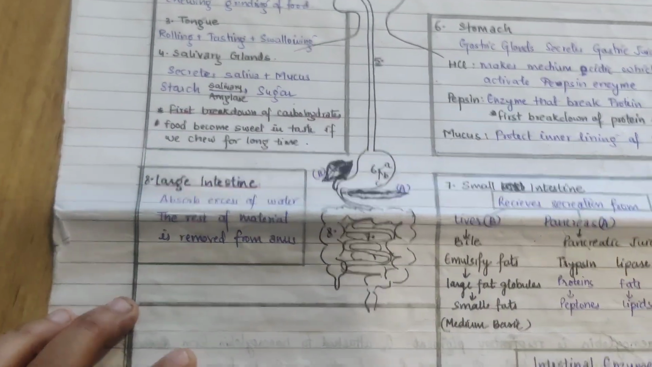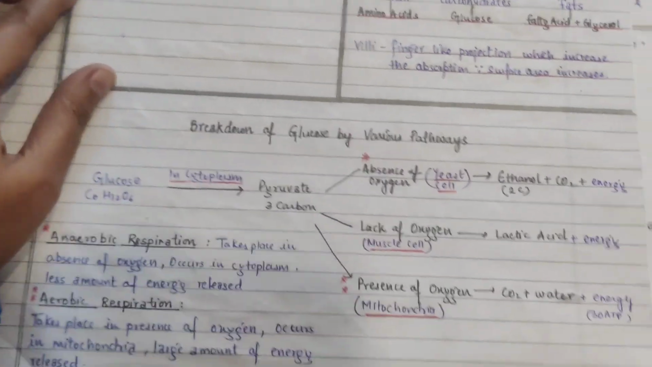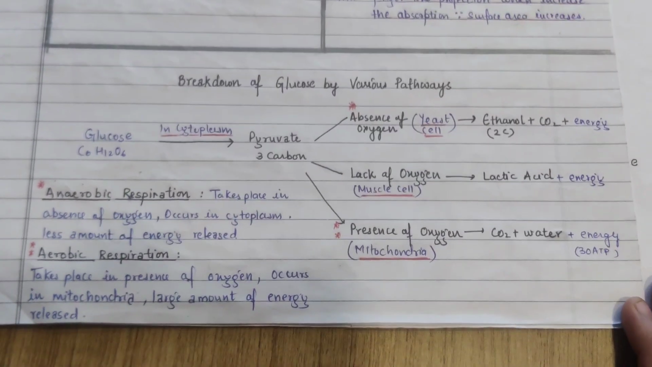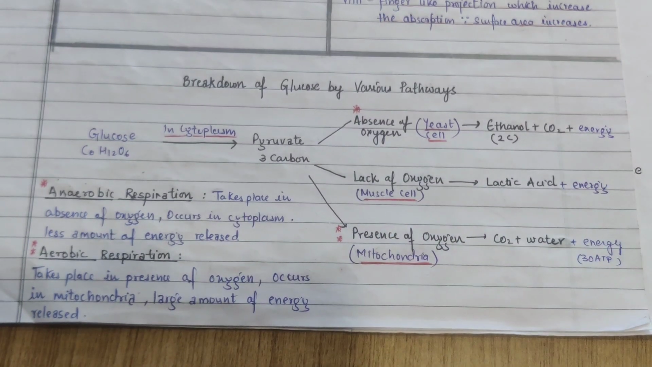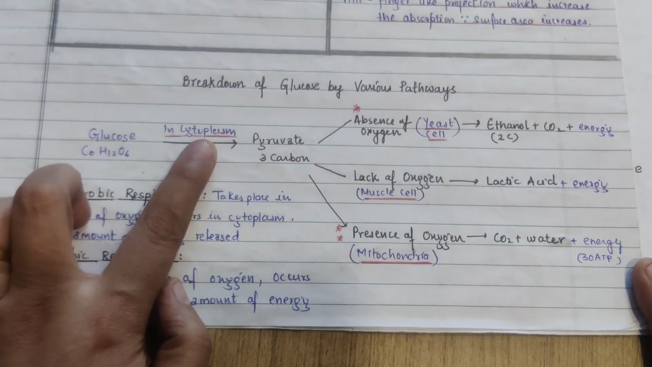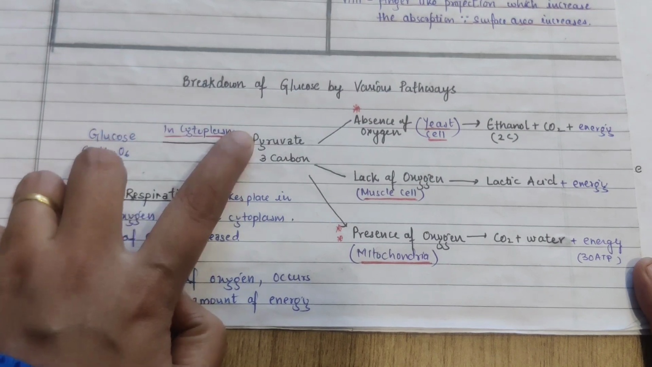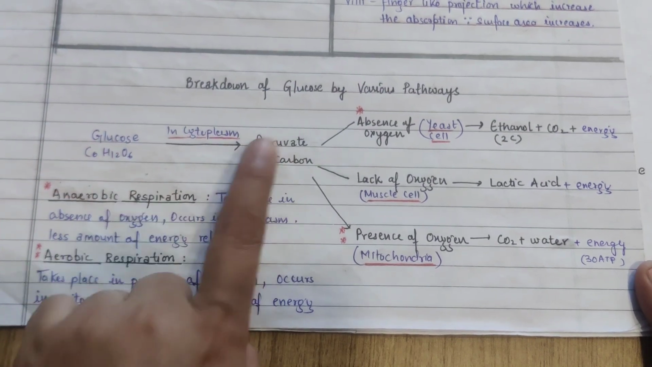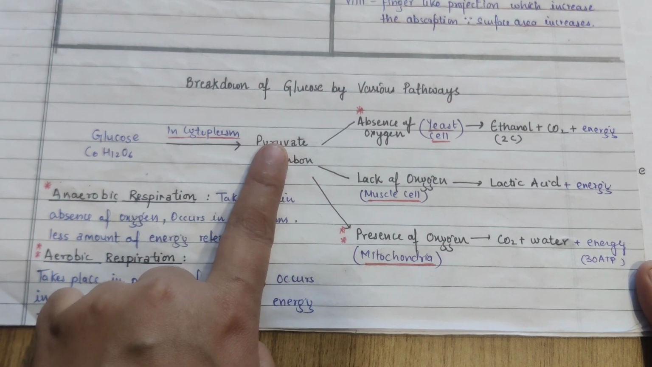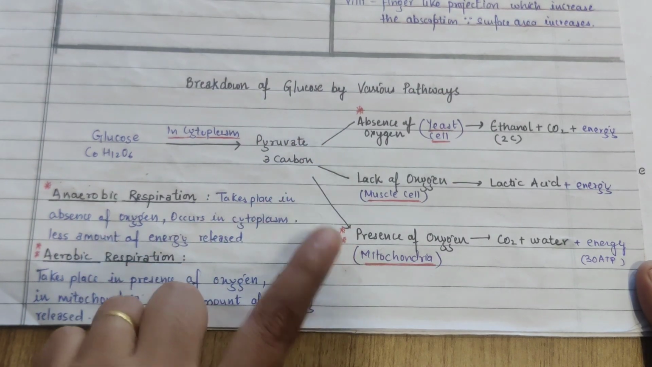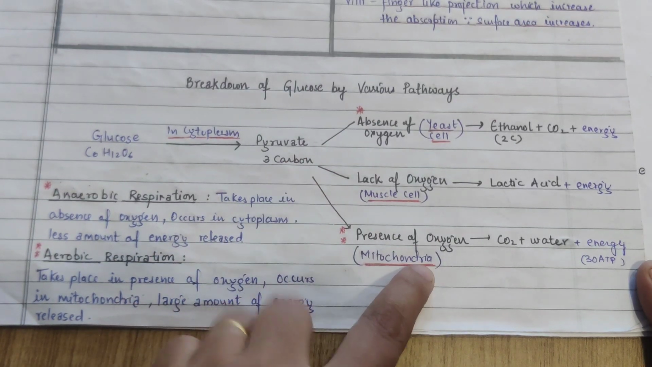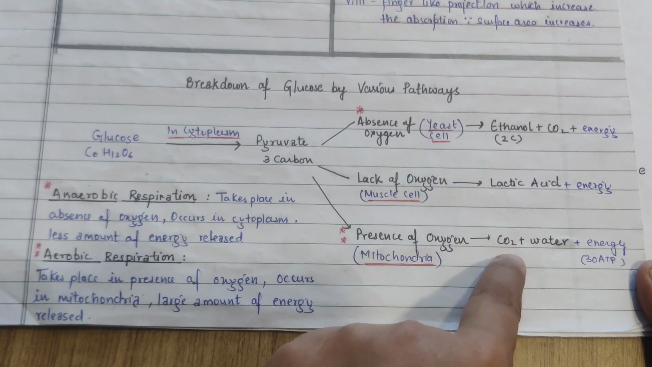Now after the digestive system comes the breakdown of glucose by various pathways. It is a 3-mark question. You must learn this flowchart from the exam point of view. Glucose in the cytoplasm, this part is important, is converted into pyruvate, which is a 3-carbon compound. Further breakage of pyruvate depends upon the condition. In the presence of oxygen, it takes place in the mitochondria and is converted into carbon dioxide and water.